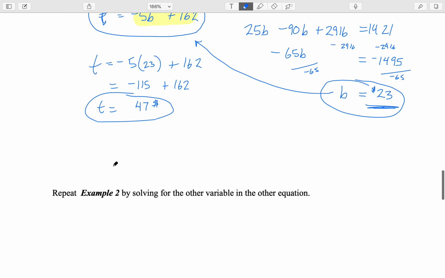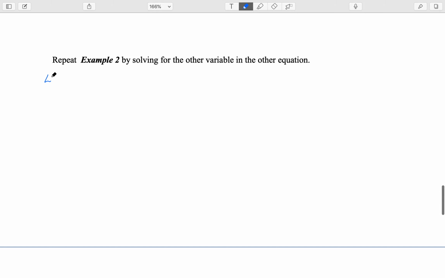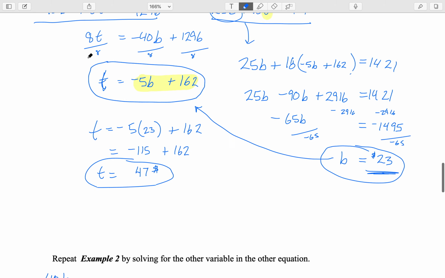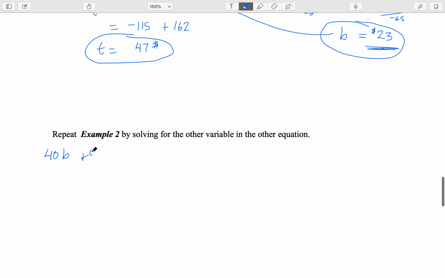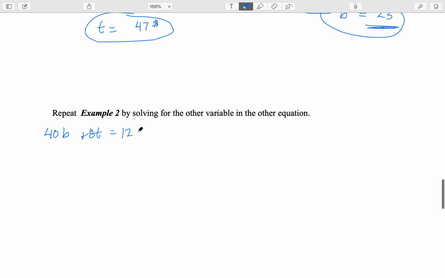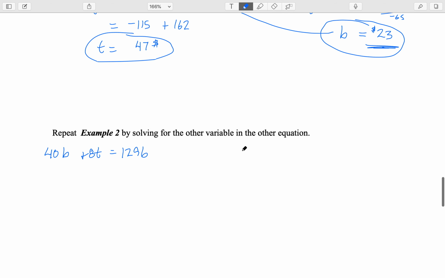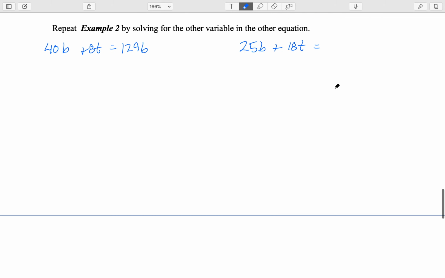Well, let's see what we get. It should still work. What do we got? 40b plus 8t is equal to 1296. Okay, and over here I've got 25b's and 18. 25b plus 18t is 1421.